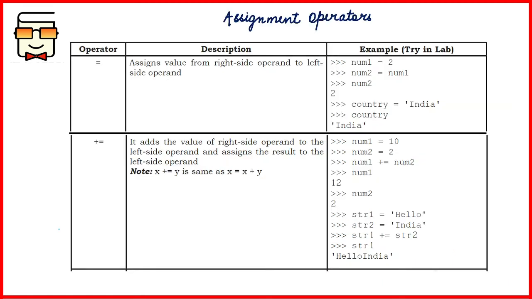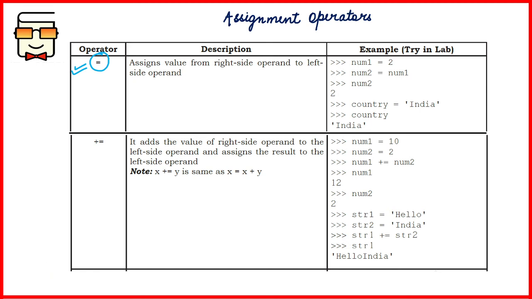Okay. Now coming to the assignment operators. As I said, assignment operators assign some value to the variable that is present on the left hand side. Okay, and this is done using the equal to operator. Now be very careful. This is a single equal to sign, and in the case of the relational operator we had the double equal to sign.